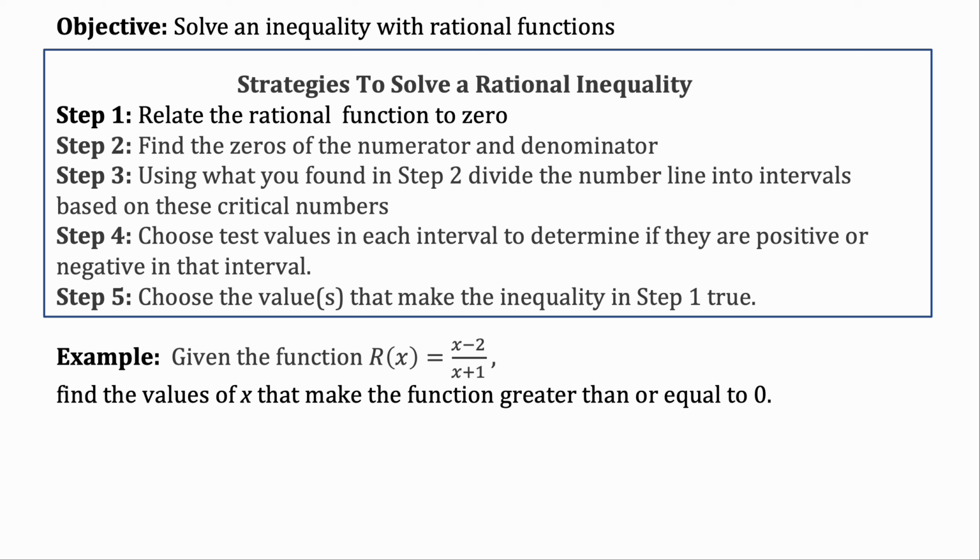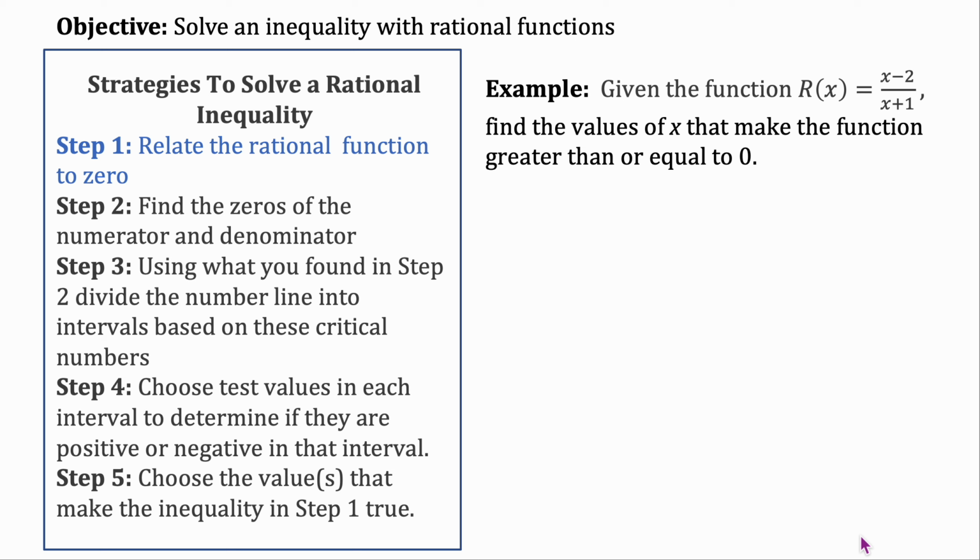It says we are given this rational function, r of x, which is equivalent to x minus 2 over x plus 1. We want to find the values of x that make the function greater than or equal to 0. So our first step here is to relate this rational function to 0. What did they tell us? Well, they wanted it to be greater than or equal to 0. So let's write it like that. So they want that rational expression, x minus 2 over x plus 1, to be greater than or equal to 0. Okay, so that's your first step when I say to relate it to 0.